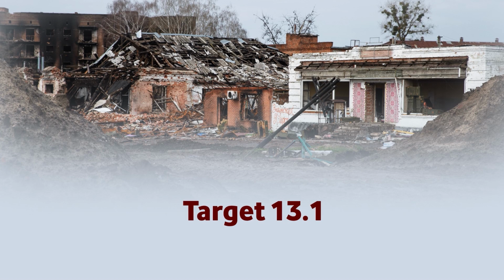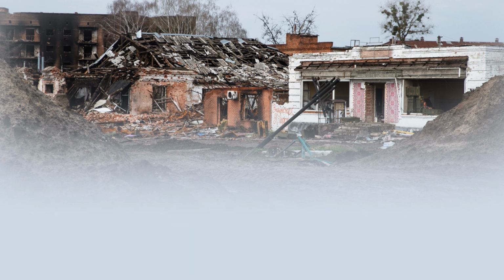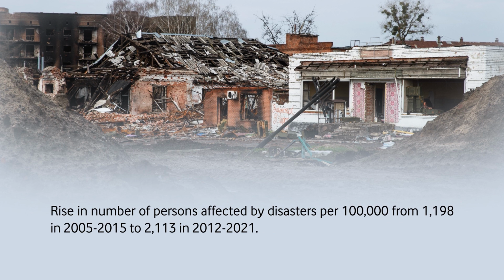Now we will talk about the target-wise progress made around the world. Target 13.1 talks about strengthening the resilience and adaptive capacity to climate related hazards and natural disasters in all the countries. The number of deaths and missing persons due to disasters per 100,000 population has decreased from 1.64 in the decade of 2005 to 2015 to 0.86 in the decade of 2012 to 2021. However, there is a rise in the number of persons affected by disasters per 100,000 of the population.